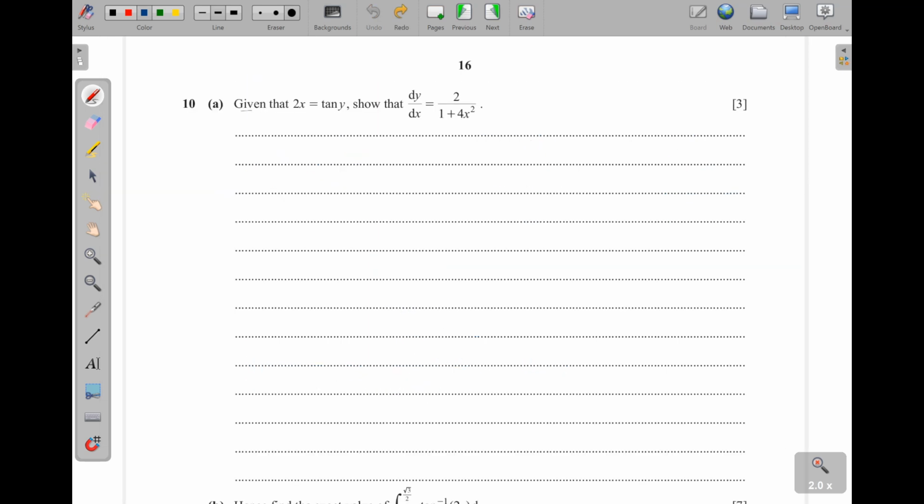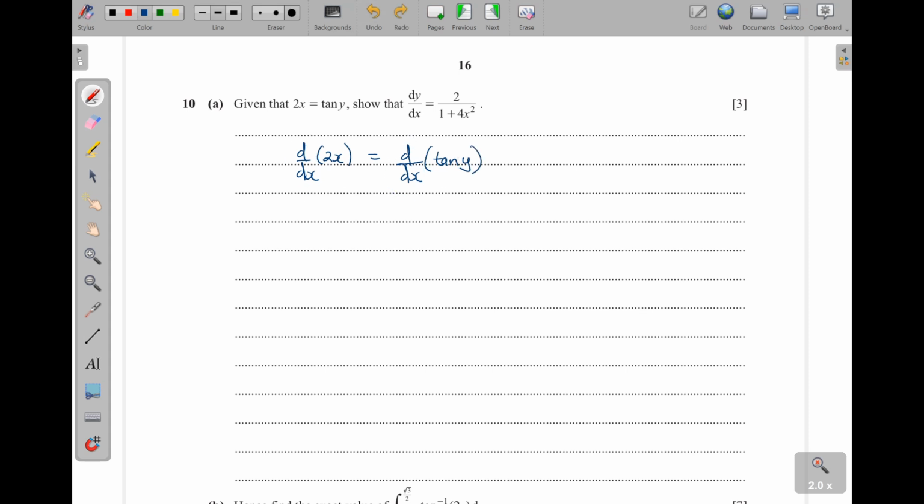Question 10, part A. Given that 2x is equal to tan y, show that dy/dx is equal to 2 over 1 plus 4x squared. Now we are supposed to differentiate here, and then we make dy/dx the subject of the formula. So this is implicit. Maybe you take this, differentiate the 2x with respect to x. Then you also differentiate this one with respect to x.